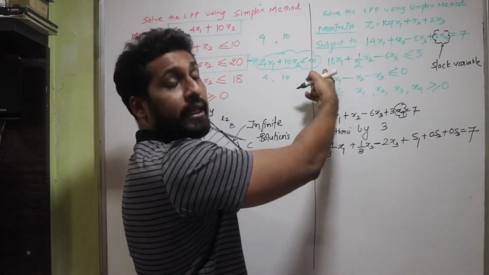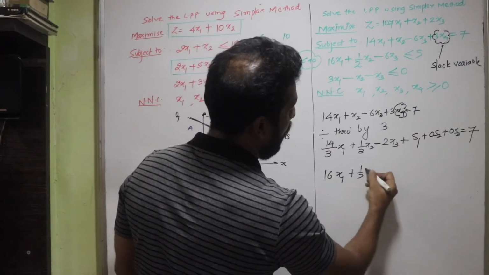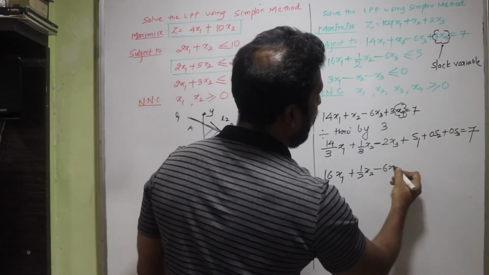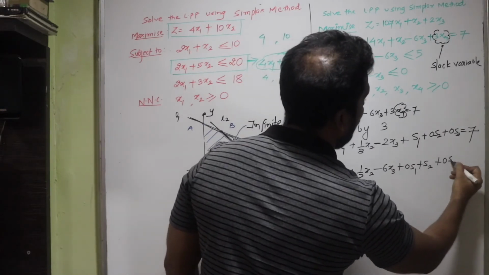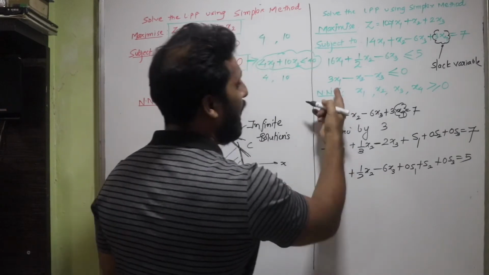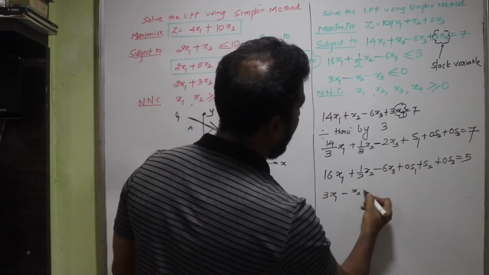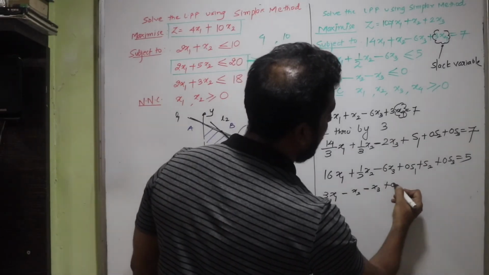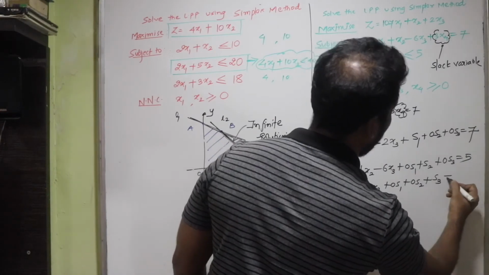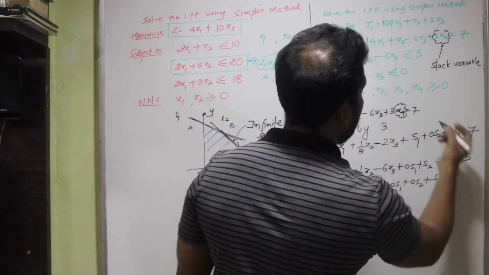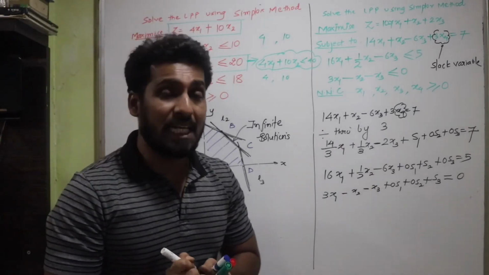Now when you come to the second inequation, it is 16x1 plus 1 upon 2x2 minus 6x3 plus 0s1 plus s2 plus 0s3 is equal to 5, and the third inequation becomes 3x1 minus x2 minus x3 plus 0s1 plus 0s2 plus s3 equal to 0. So that's my 3 inequations transformed into equations.